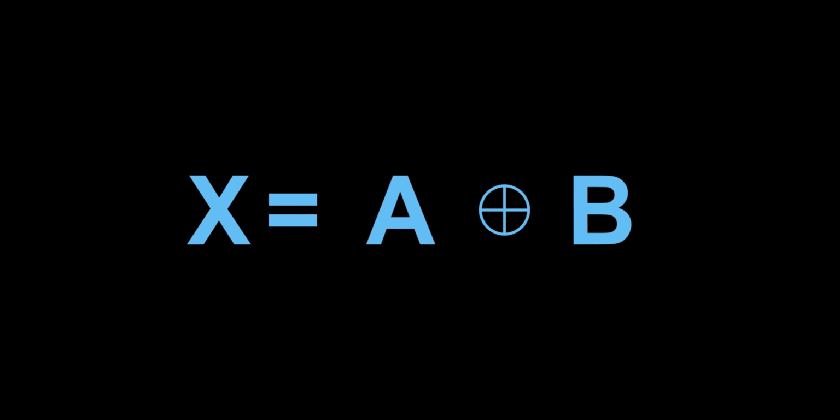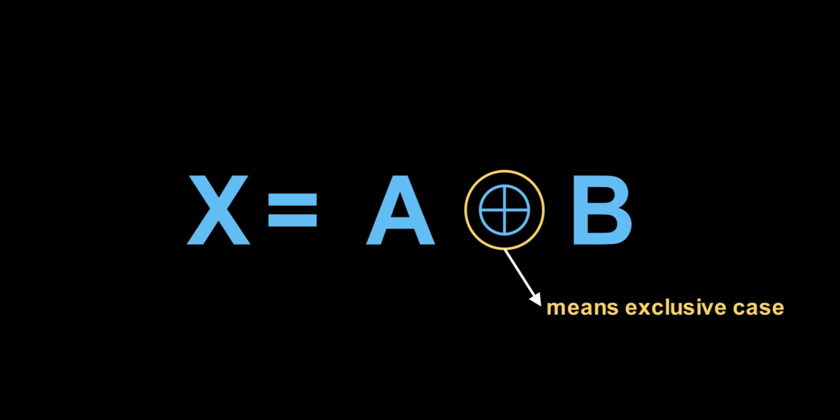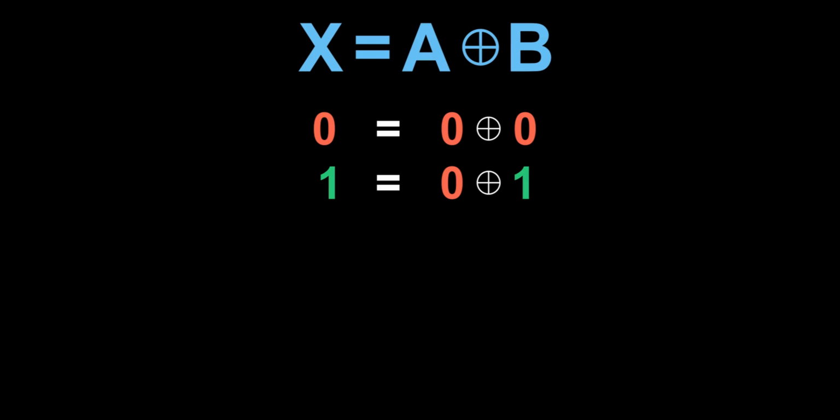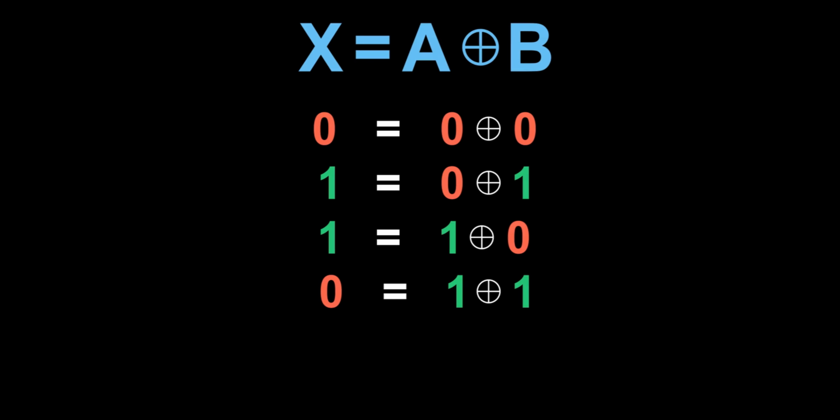The equation looks like an OR equation, but it has that little circle around the plus, so that's an exclusive case. And if you see that, for example, 0 exclusive plus 0 gives you 0, 0 and 1 gives you 1, 1 and 0 gives you 1, but because it's exclusive, you can't have both, you get a 0 for 1 and 1.